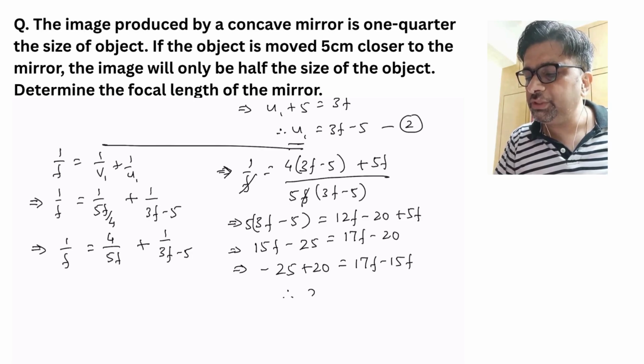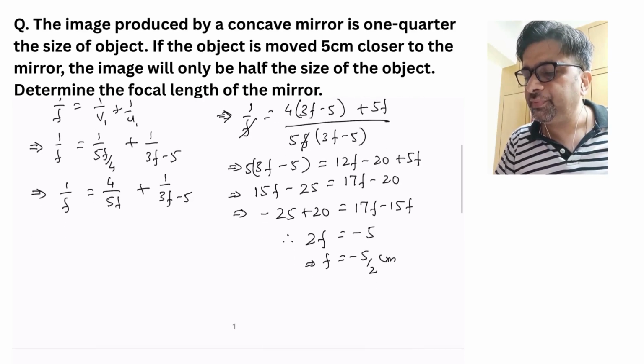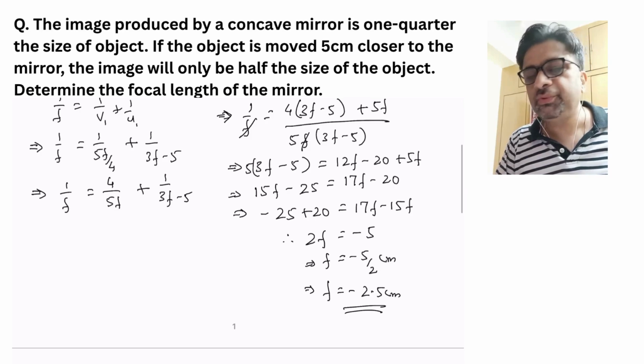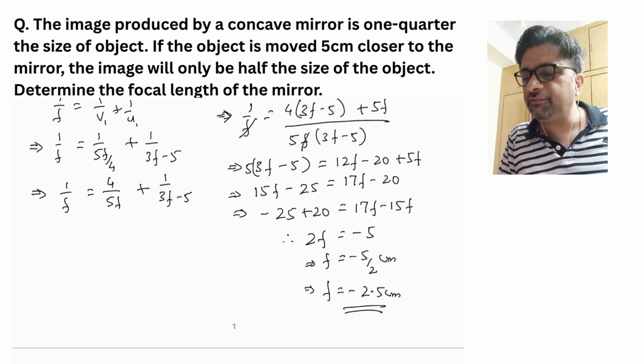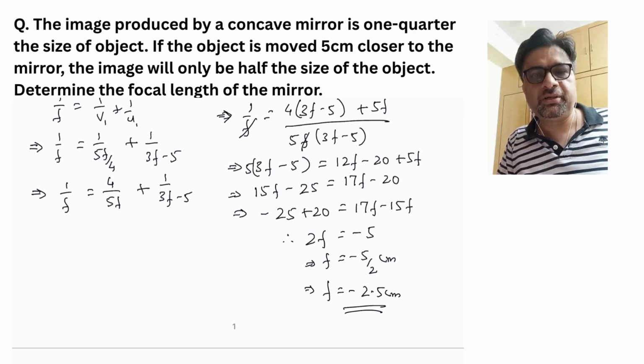and therefore we see that 2f is equal to minus 5, where f is minus 5 by 2 centimeter, and that gets us f is equal to minus 2.5 centimeter. So the focal length of this concave mirror comes out to 2.5 centimeter.